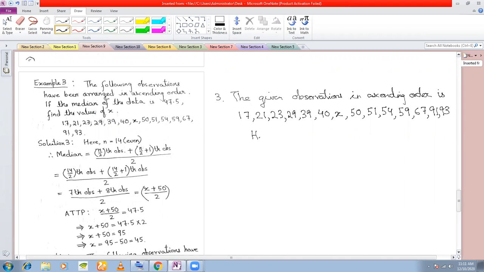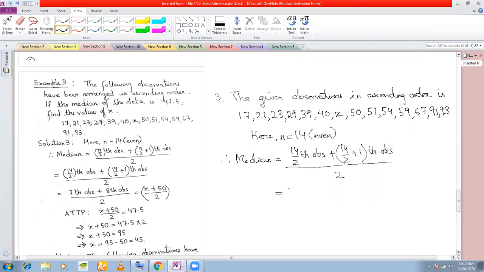So first count the number of observations. How many observations are there? Here n is equal to 14, which is even. So what should be the median? Median is equal to the n by 2th observation plus the n by 2 plus 1th observation, divided by 2, which is equal to the 7th observation plus the 8th observation, divided by 2.